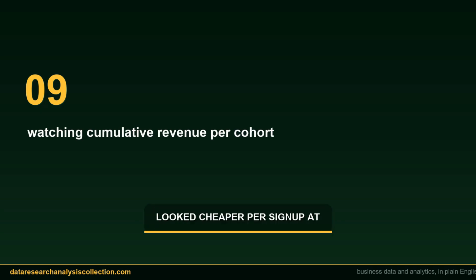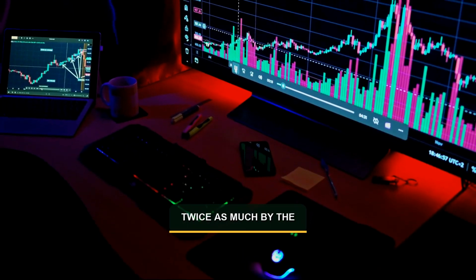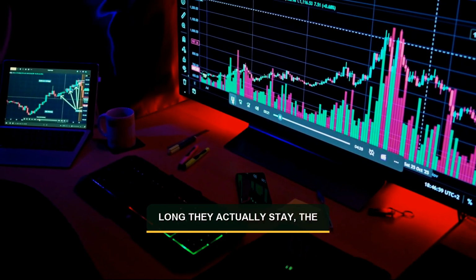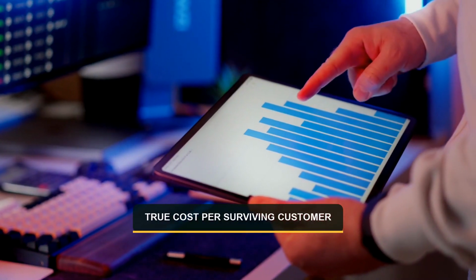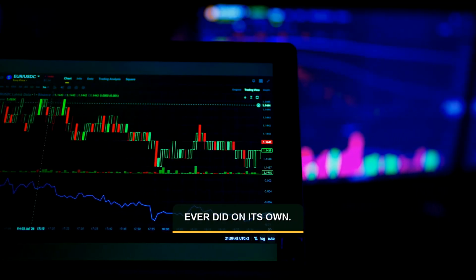The ad channel might have looked cheaper per sign-up at the start, but if the organic customers are worth nearly twice as much by the time you account for how long they actually stay, the true cost per surviving customer tells a very different story than the cost per sign-up ever did on its own.